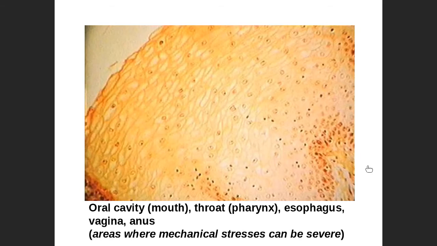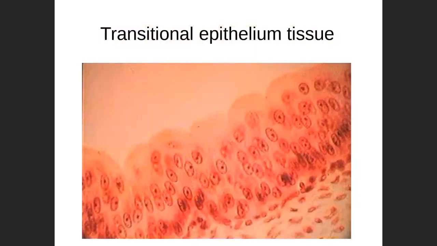The next type of epithelium I wanted to show you was the transitional epithelium. All right, this is the transitional epithelium. All right, we're going to mainly find this in the urinary bladder.